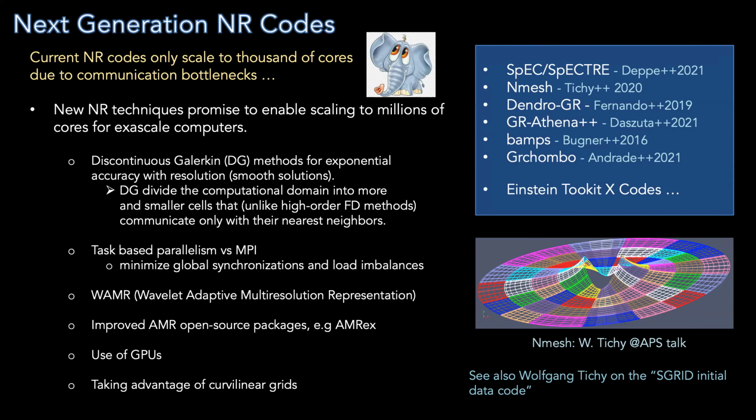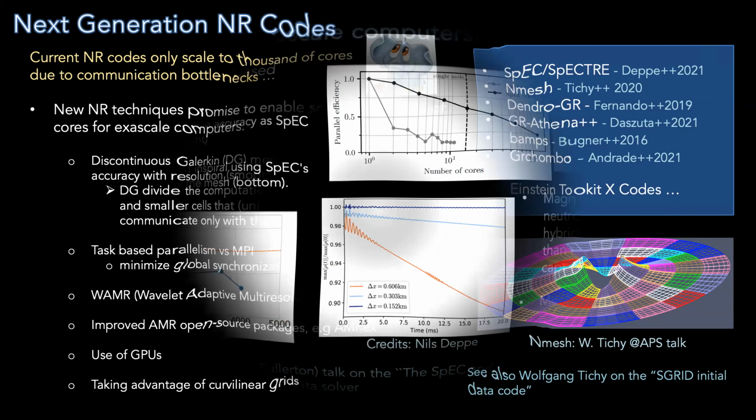There is also an approach called the wavelet adaptive multi-resolution representation. This is used, for example, in the Dendro-GR code. Improved AMR open source packages. We're going to briefly mention CarpetX here, but there is going to be a talk by Erik Schnetter on the topic. And the use of GPUs, I believe there is a tutorial on Friday on this. And then finally, a topic that is very dear to me, but also to Zach here, is taking advantage of curvilinear grids. We're going to see how that actually is helping us.